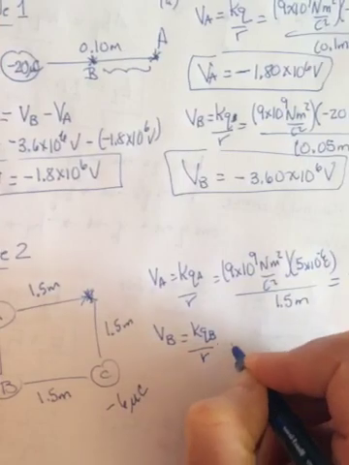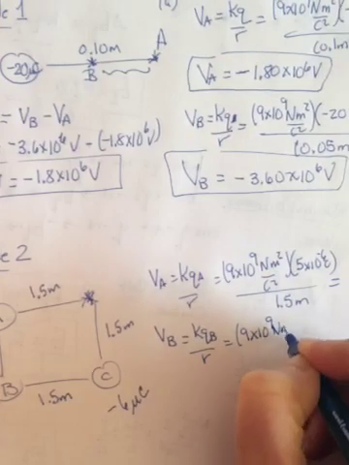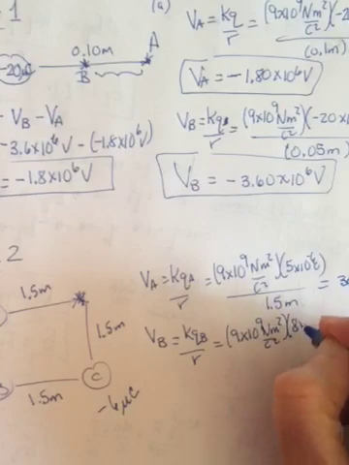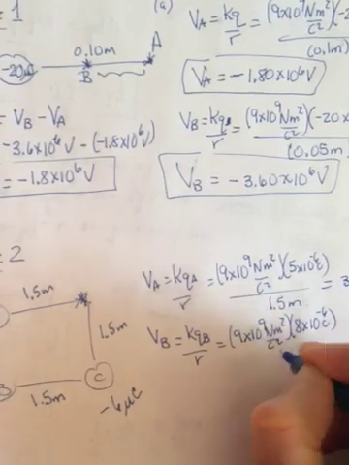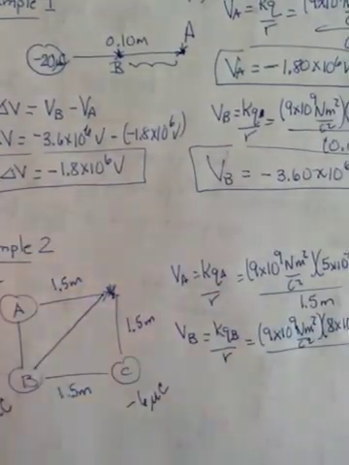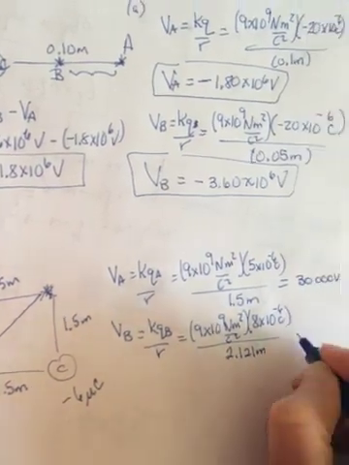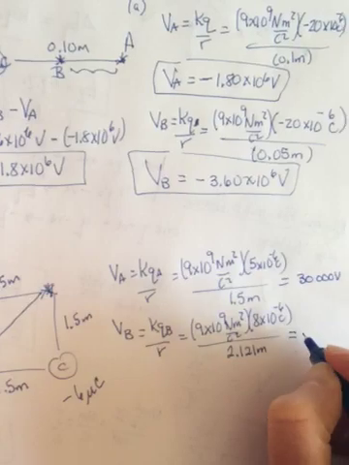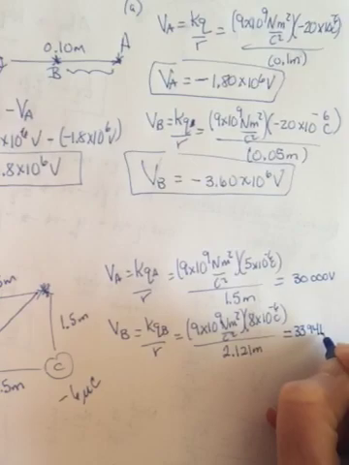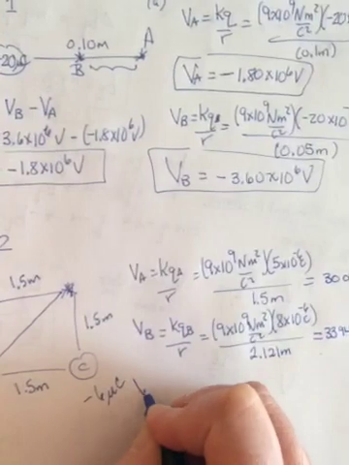Then you do it for B, KQB over R. So 9 times 10 to the 9th Newton meters squared per coulomb squared. B is 8 microcoulombs, so 8 to the -6. And the R is this length, 1.5, take this one, 2.1212. And when you do this, you get 33,941.1255 volts.